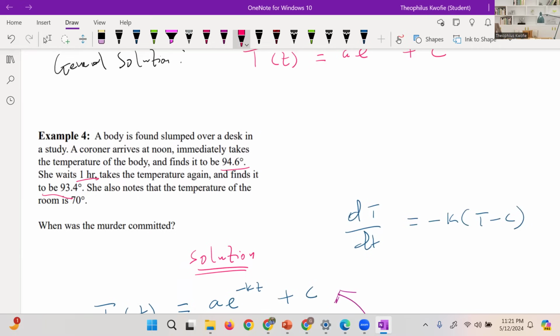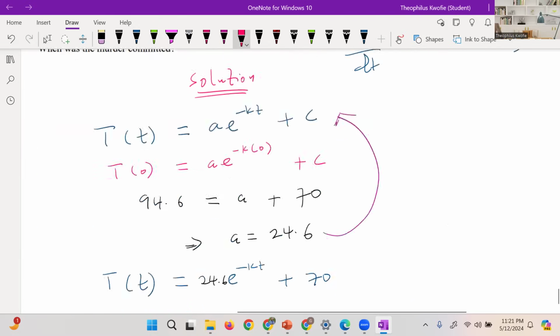So at T equal to 1, all of these things we are just basing on what the question said. At T equal to 1, the body temperature was 93.4 degrees. Now, having these two pieces of information, we can plug it into the general solution. Then we can now solve for k. Is that okay? Good.